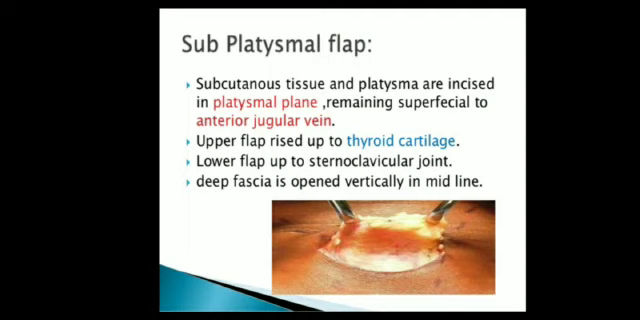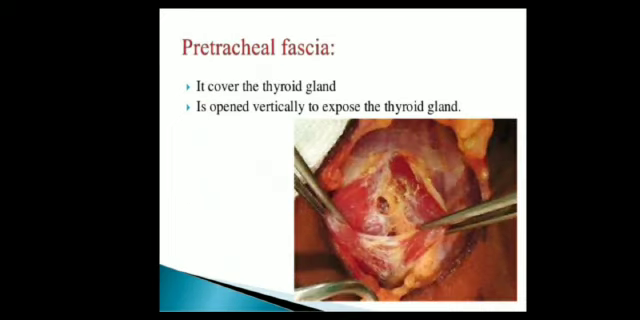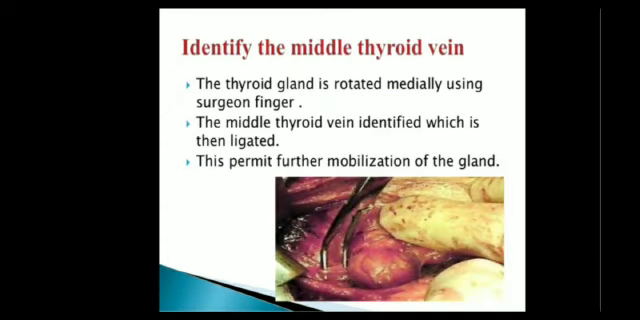Deep fascia is opened vertically in the midline, separating the strap muscles and exposing the anterior surface of the thyroid. The fascia between the strap muscles, sternohyoid, sternothyroid and omohyoid, is divided along the midline and the muscles are retracted laterally. In case of large goiter or any neoplasm, strap muscles are divided in the upper part. Pretracheal fascia, which covers the thyroid gland, is opened vertically to expose the thyroid gland.